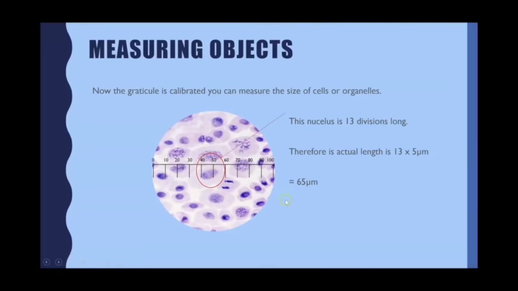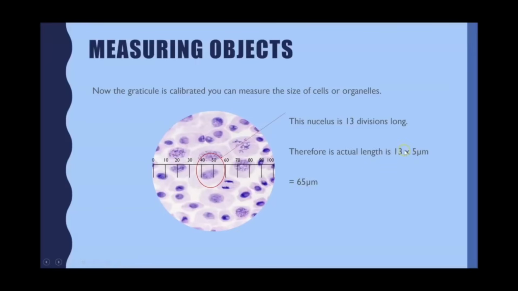We've worked out that at this magnification, on our eyepiece graticule, one division is worth 5 micrometers. So I'm now going to measure how many divisions the nucleus covers, and I'm estimating that is 13 divisions. We've got 10 and then maybe 3 more. So the nucleus is 13 divisions long. One division is worth 5, so multiply that by our 13.